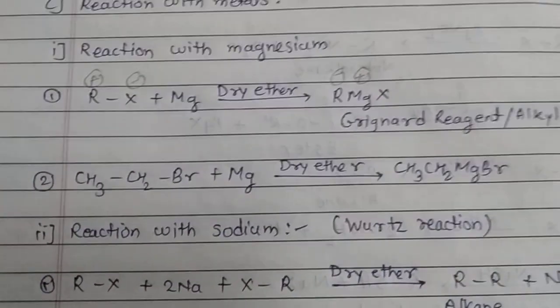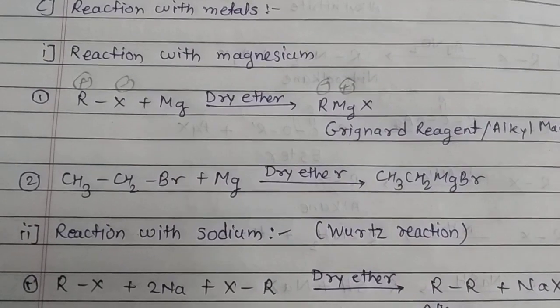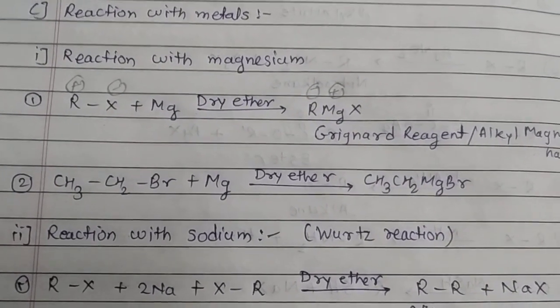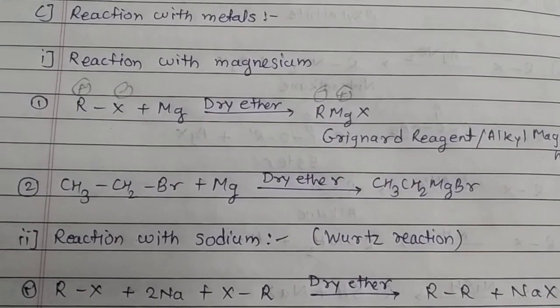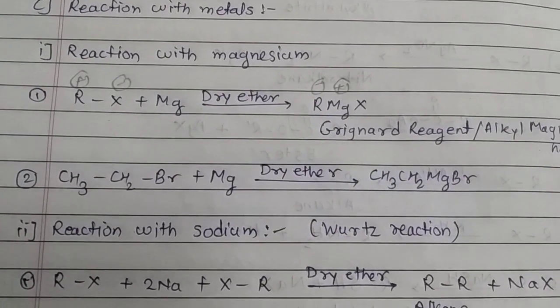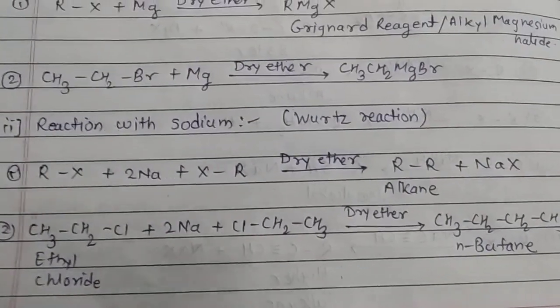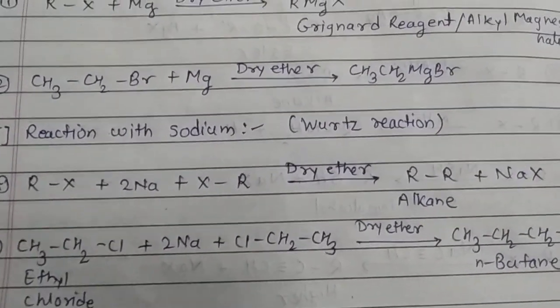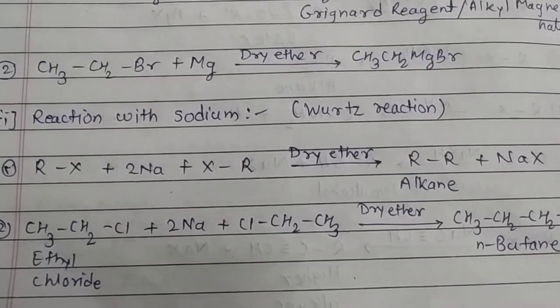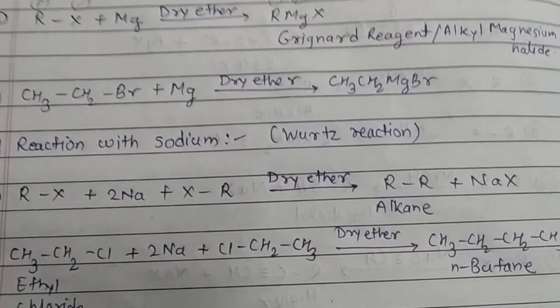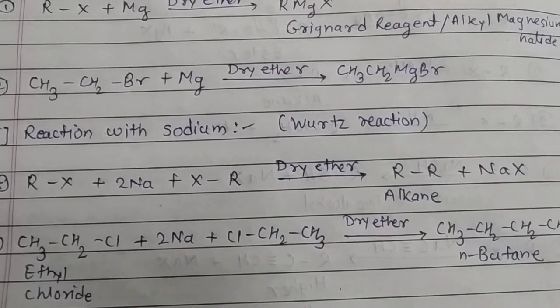So a reaction is given: CH3CH2Br plus Mg in the presence of dry ether. It will give ethyl magnesium bromide. So this is all about the reaction with magnesium. Then the next one, the reaction with sodium, also known as Würtz reaction. So 2 haloalkanes are used. When they are treated with sodium metal in dry ether, an alkane is formed.